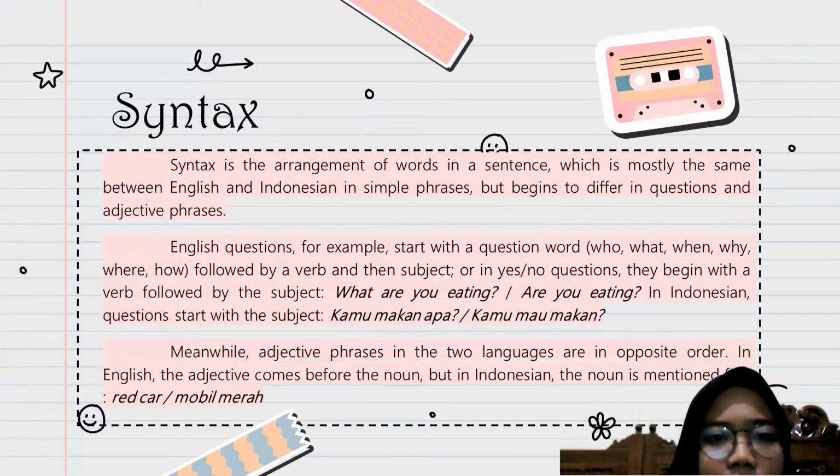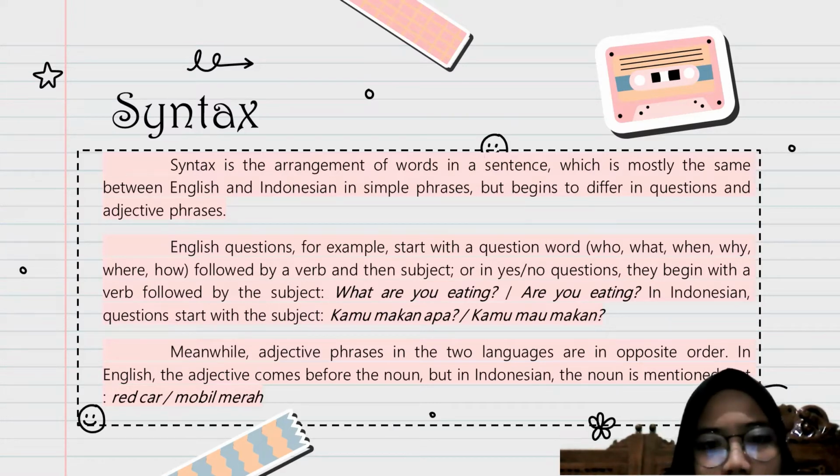Syntax. Syntax is the arrangement of words in a sentence, which is mostly the same between English and Indonesian in simple phrases, but begins to differ in questions and adjective phrases. English questions, for example, start with a question word: who, what, when, why, where, and how, followed by a verb and then subject, or in yes or no questions, they begin with a verb followed by subject.